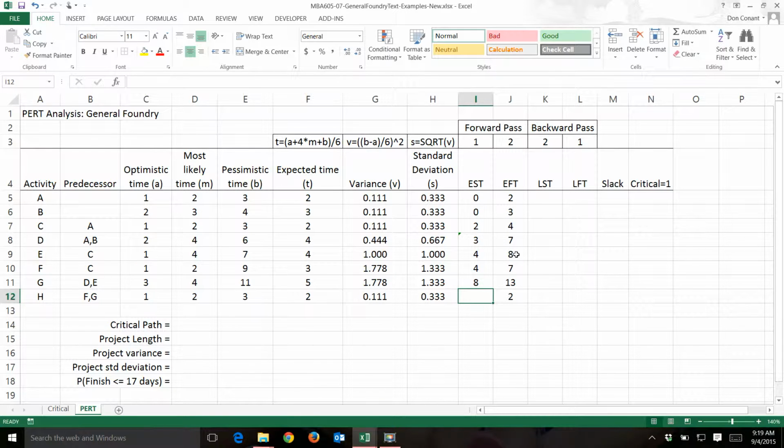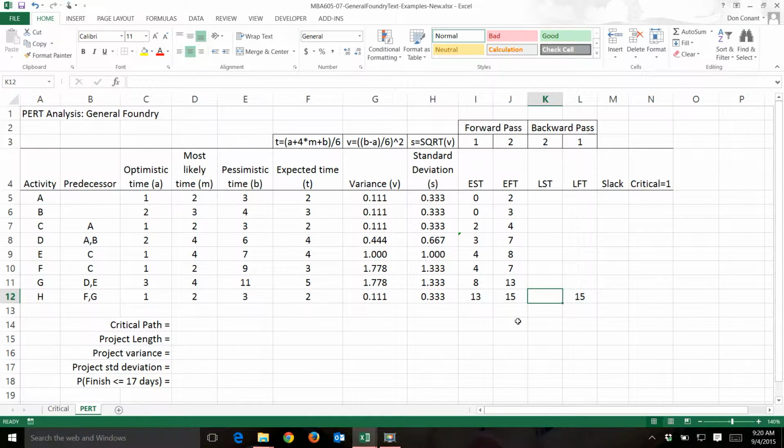Same with H, it is the max. In this case, it's preceded by activities F and G, so it's the max of activity F, G. All right. We have one end node, so the finish time for our project, the latest finish time, equals the earliest finish time. Always do that, don't type it in, point to that value.